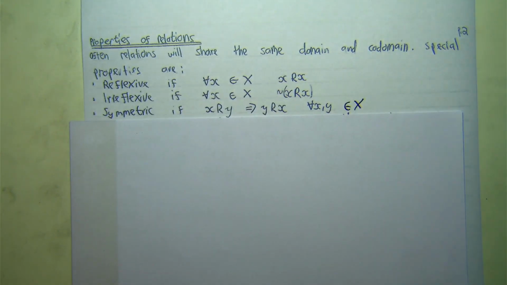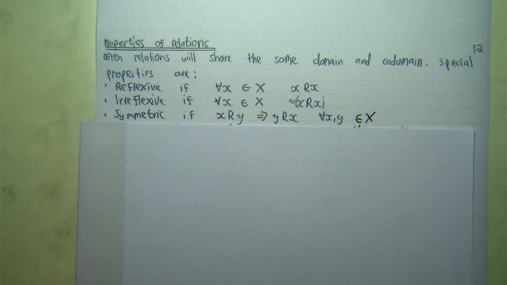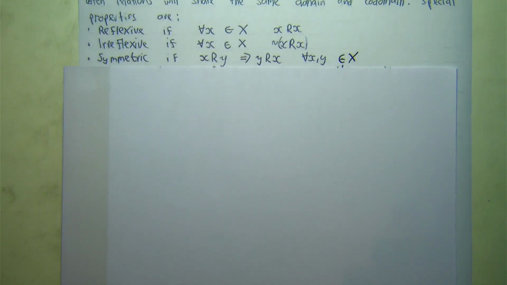Symmetric means that if x relates to y, then y relates to x. A great example of a symmetric relationship is a sibling relationship. If x is siblings with y, then we can infer from that that y is also siblings with x.